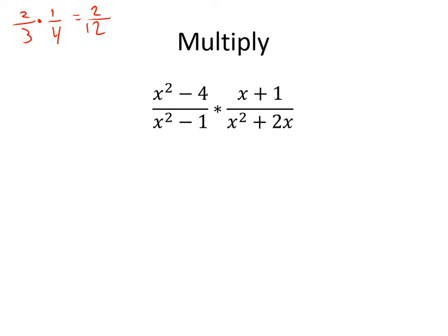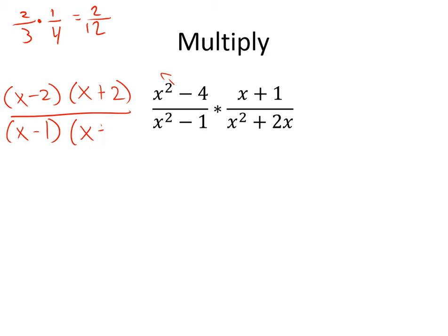But instead of just multiplying straight across and having to FOIL, we're going to see if we can factor anything out first before we have to FOIL. So if we look at the top part, can we break the top part down? Yes, we can. We can factor the top part into x minus 2, x plus 2. This is the difference of two perfect squares, a little shortcut. And in the bottom, we also have another difference of two perfect squares: x minus 1, x plus 1.